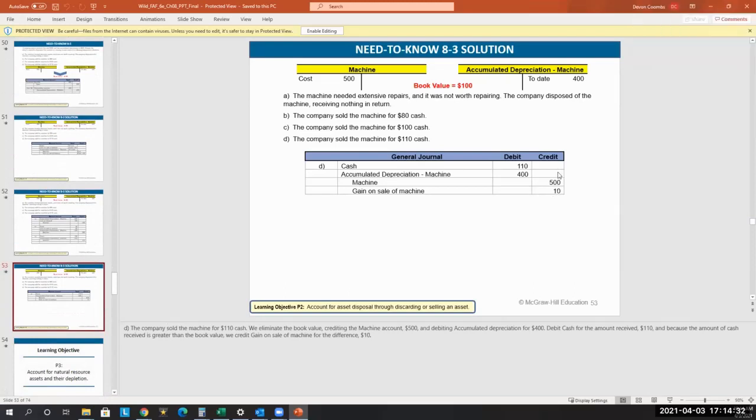So in all situations, we get cash or no cash. In all situations, though, we have accumulated depreciation that we write off and the machine value that we write off. And the rest we just determine. If there's cash, you debit it. And then if there's no cash, then you have a gain or loss.